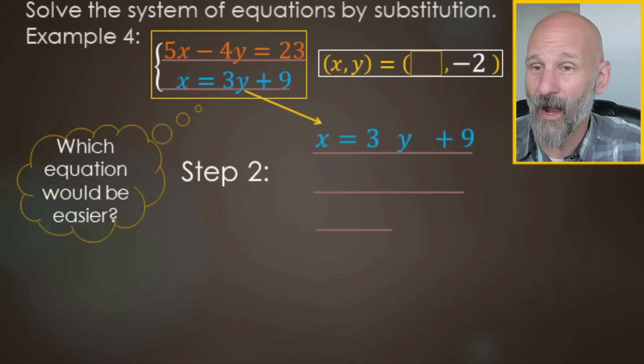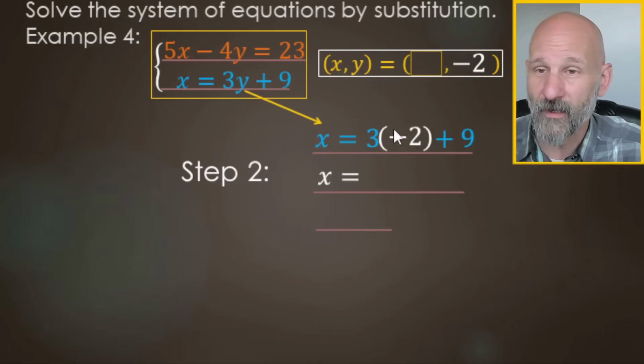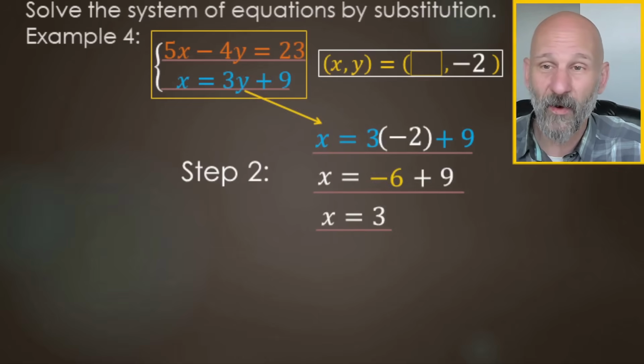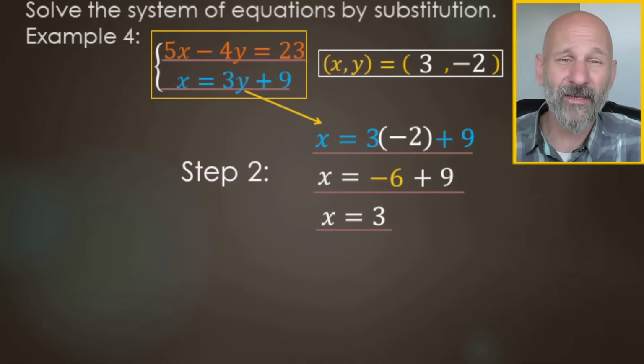We'll replace the y in the bottom equation with a negative 2. Now order of operations. 3 times negative 2 is negative 6. And then negative 6 plus 9 is going to make a 3. So for this system, the x value is a 3, the y value is a negative 2. So 3, negative 2 is the ordered pair that makes both equations true.